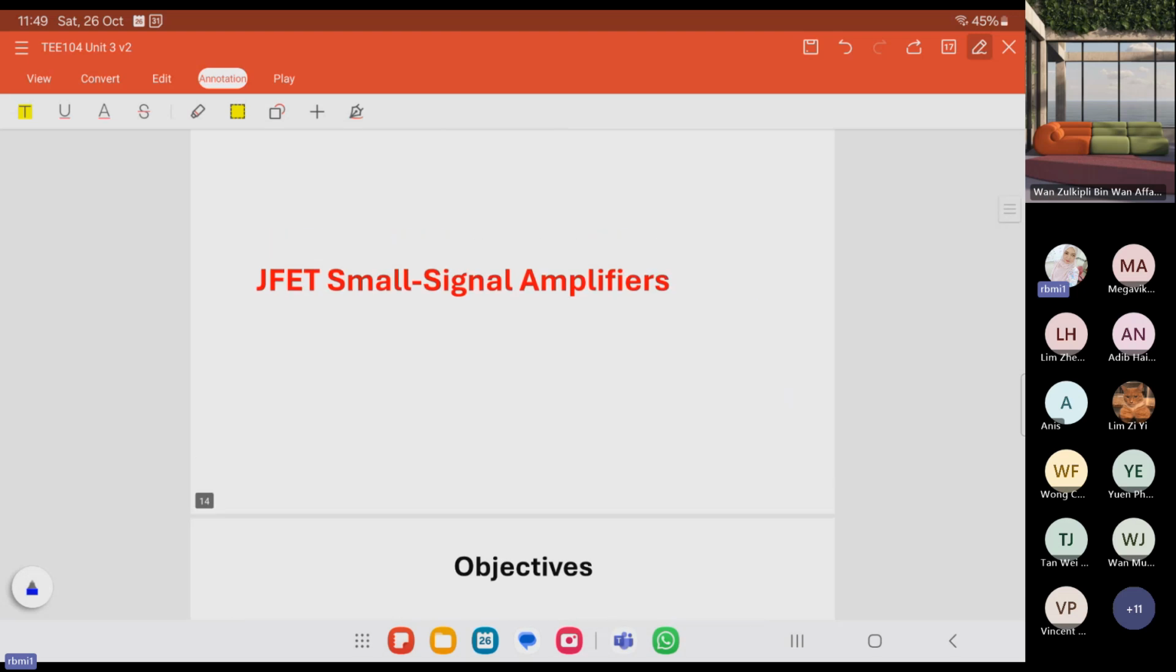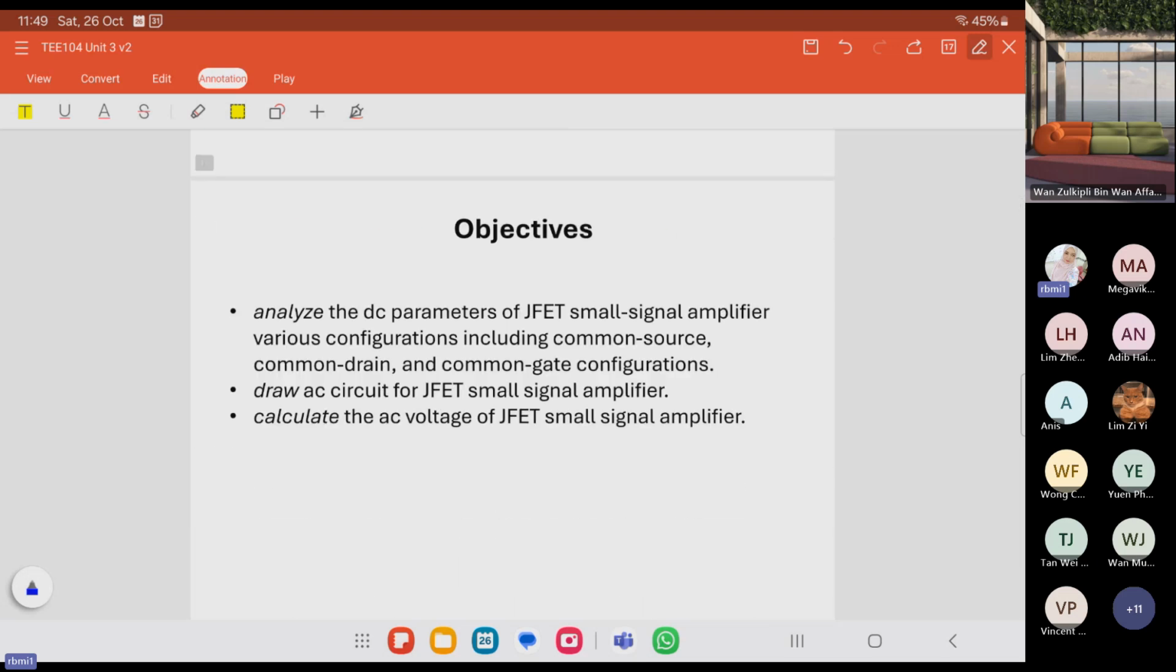Alright, so next one, we go for the JFET small signal amplifier. Okay, we have the DC parameters for JFET. Just now was for FET. Okay, and various configurations: common source, common drain, and common gate. And this is for the AC equivalent model, and we want to measure the AC voltage gain.